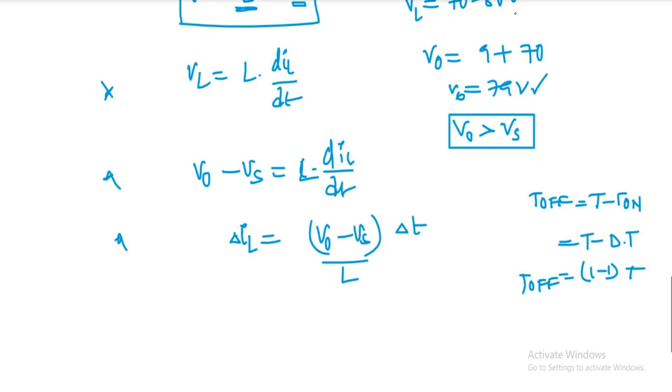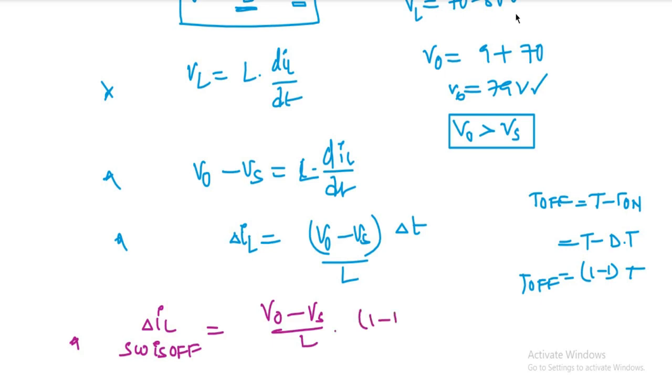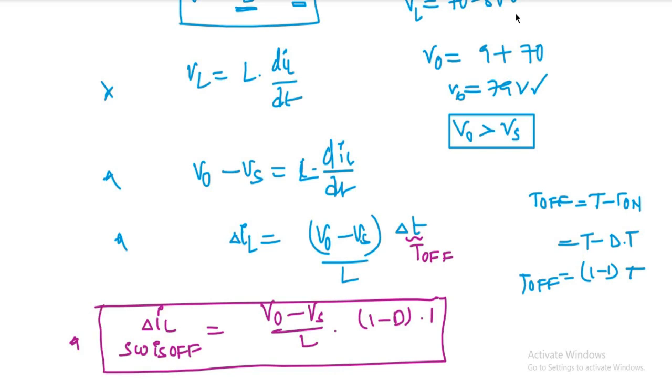So here the current through the inductor while the switch is off is equal to (V0 minus Vs) by L into (1 minus D) into T. This is nothing but the T off period. So this is our second expression for the inductor current when the switch is off.